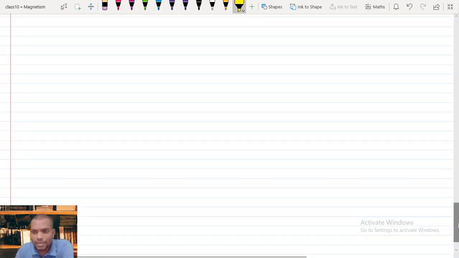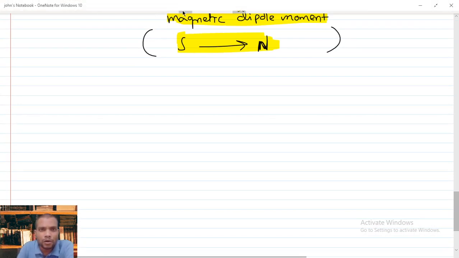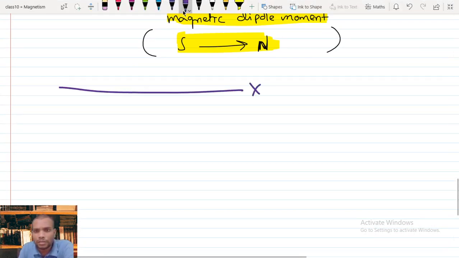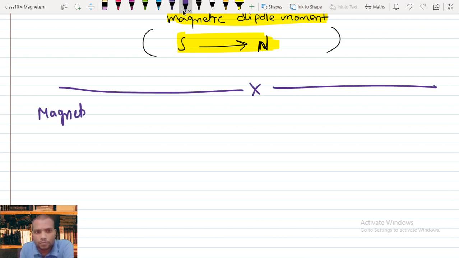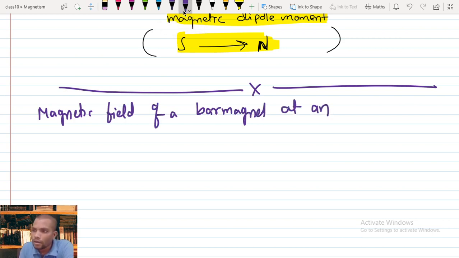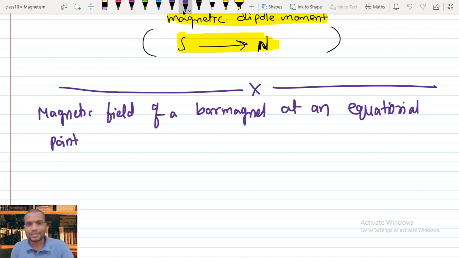So let us discuss one more case. What about if you take a point at an equatorial point? So the magnetic field of a bar magnet at an equatorial point, or you can say a point which is perpendicular to the magnetic axis.